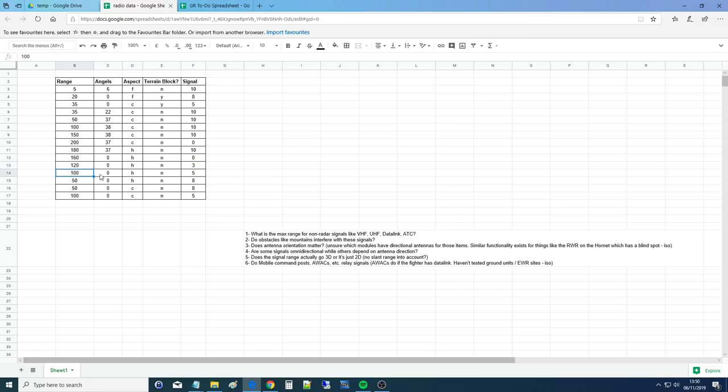At 100 miles, angels zero, hot aspect with no terrain block, signal strength 5. And then we went to 50 miles and we got it almost 10 out of 10 again, so it kept getting better and better and better. Then what I wanted to do was make sure we compare aspect empirically. So I repeated that one and that one, but with a cold aspect, and found I got exactly the same.